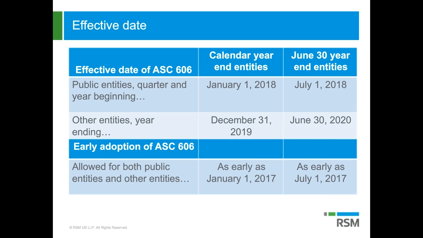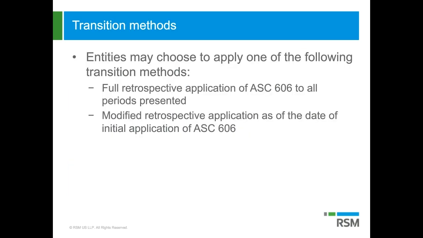Now, the transition methods, you can elect to apply either a full retro model where you'd adjust prior periods that you present in accordance with this guidance, and there are 4 practical expedients that we'll touch on. You don't have to employ all the practical expedients. You can adopt as many as you want, but whichever ones you do adopt, you just need to apply them consistently. The other option here is modified retrospective, where you don't adjust prior periods, but there are significantly more disclosures in the period of adoption if you utilize the modified retro method.